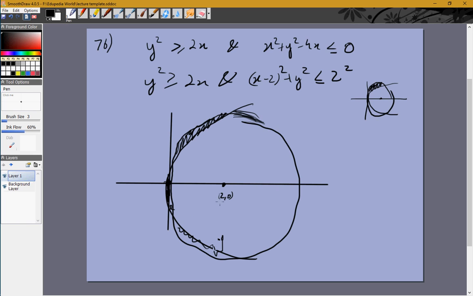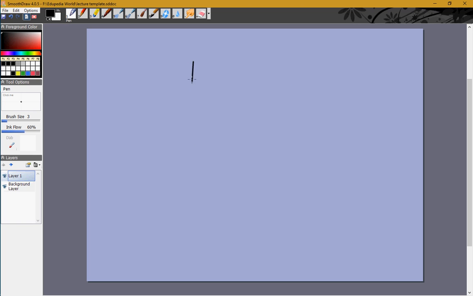But also we are given x and y is greater than or equal to 0, so we just want it in the first quadrant, not the fourth quadrant. So this is the region we want, which is in the first quadrant, in the exterior of the parabola and in the interior of the circle, and we want to find out that area, right? So let's try to do that. I'll just try to draw this figure a little bit neatly one more time.